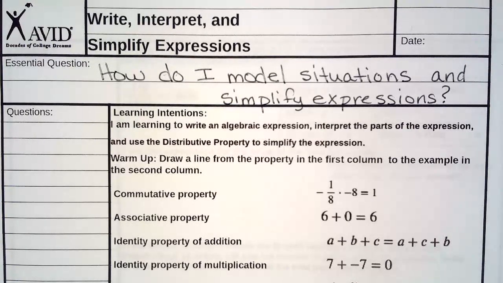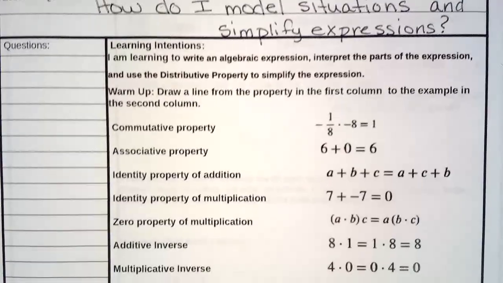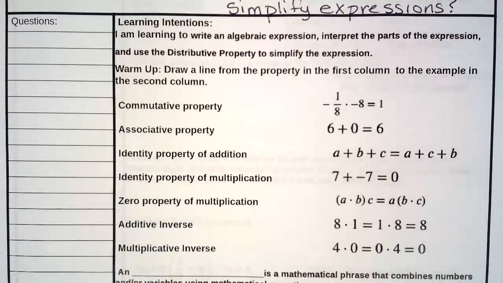Draw the line from the property in the first column to the example in the second column. Pause the video and see if you can get that done now. I hope you tried on your own.